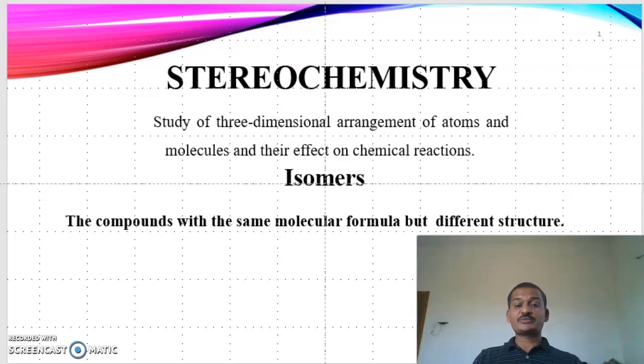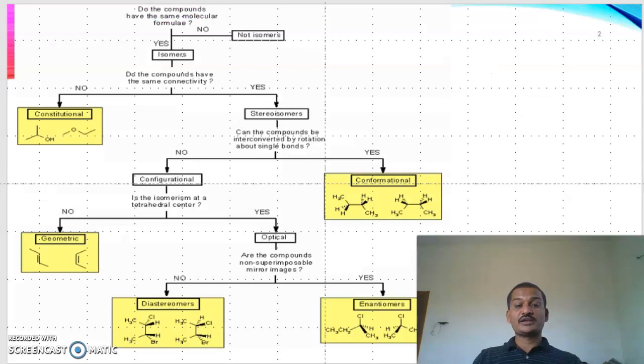Now what is meant by isomers? Isomers are two compounds which have the same molecular formula but different structure. They are called isomers. And there are different types of isomers in organic compounds. Now if two compounds don't have the same molecular formula, then they are not isomers. If they have the same molecular formula but different structure, then they are isomers.